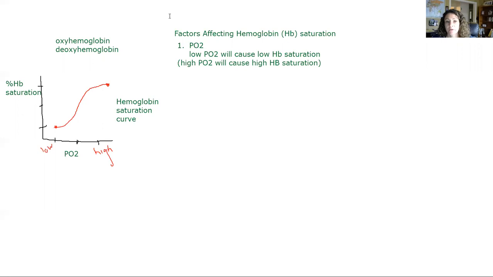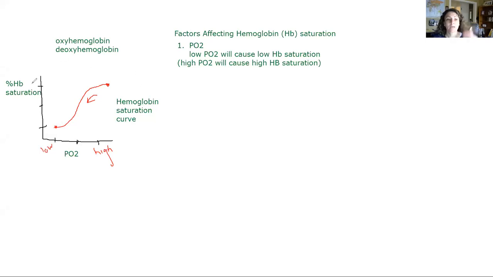And we read it in this direction because we're going from the lungs where PO2 is high and saturation is high to the exercising muscle where PO2 is low and saturation is low.